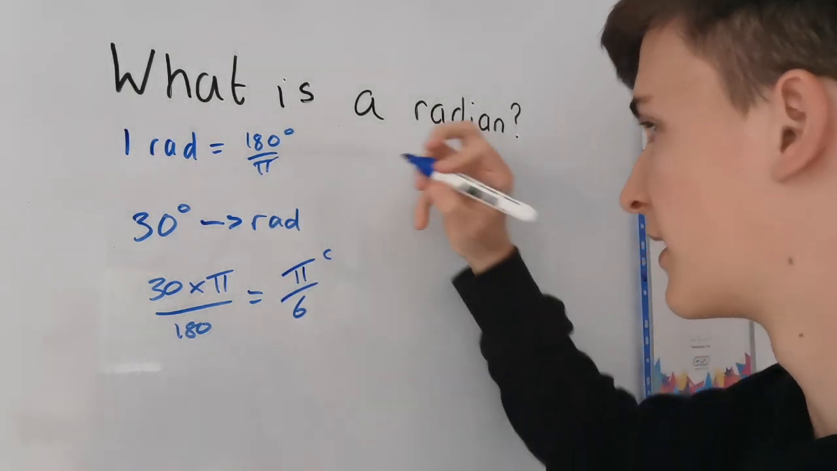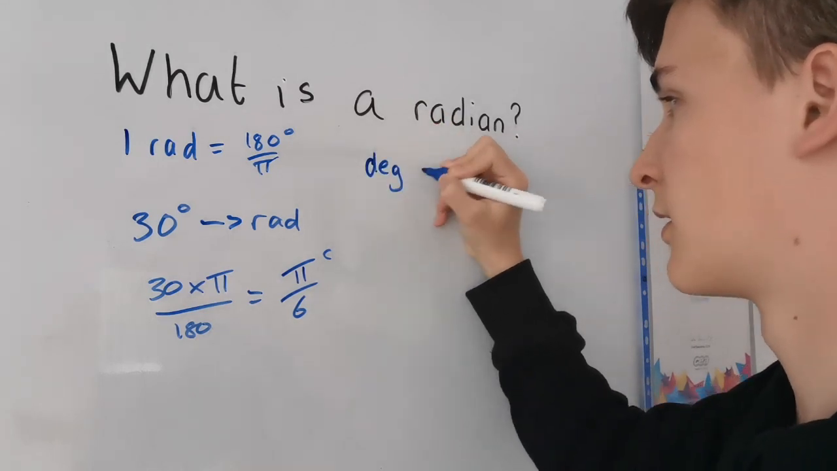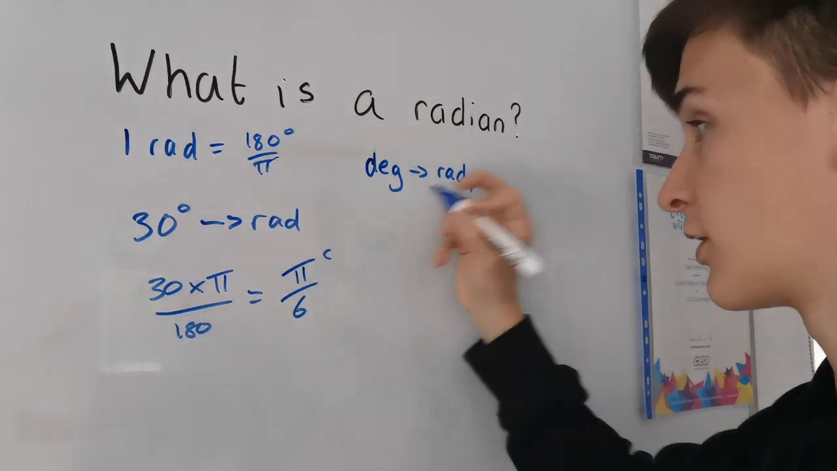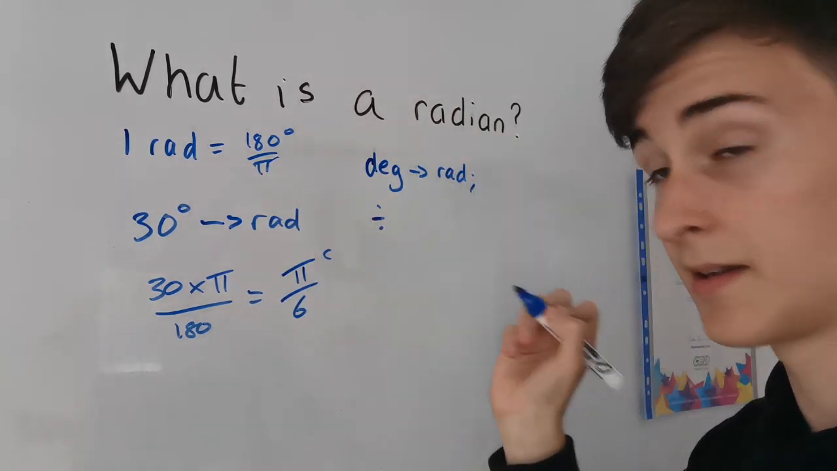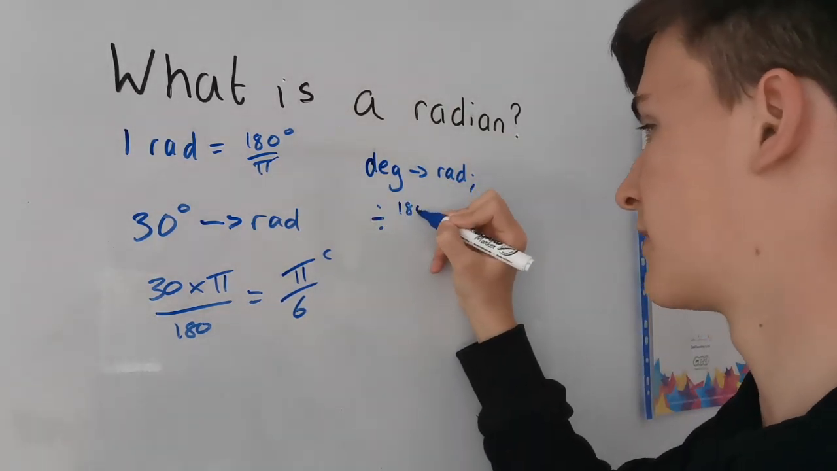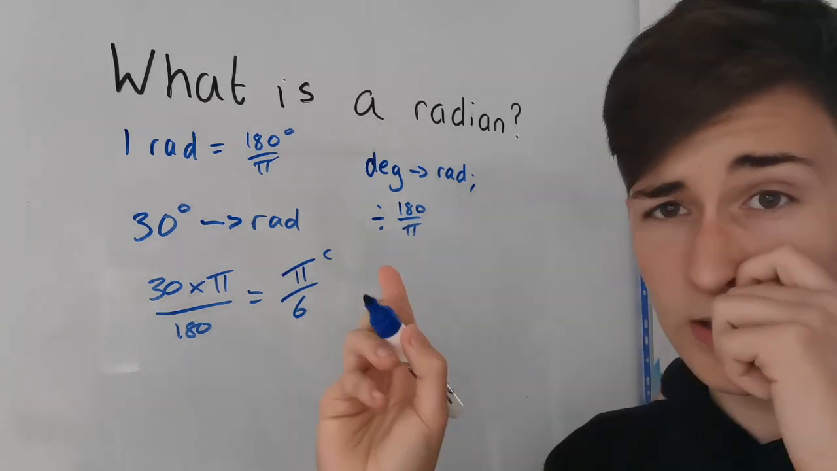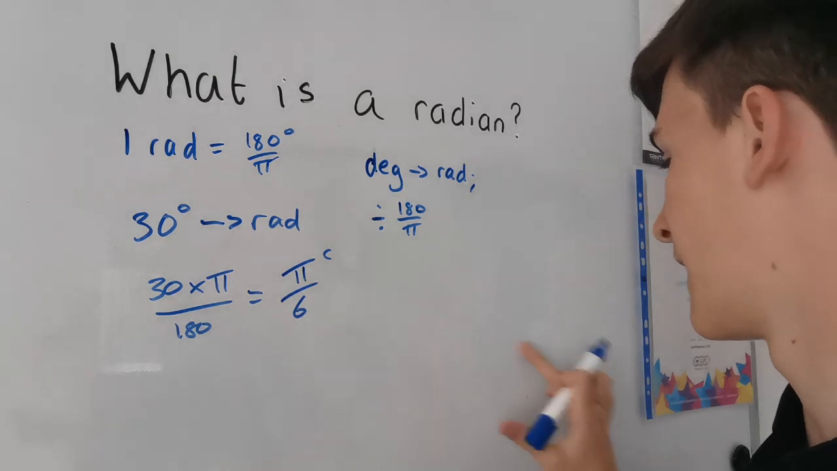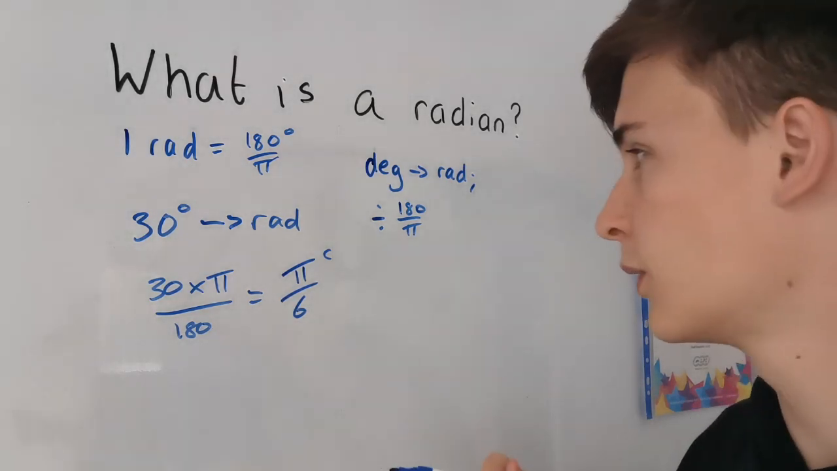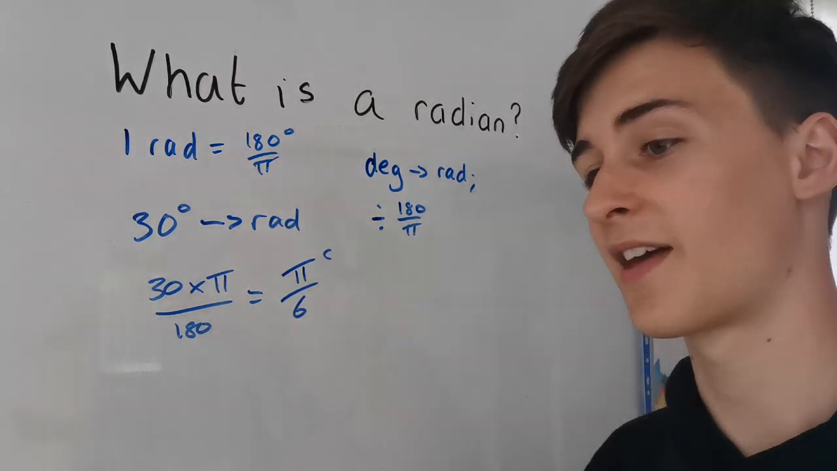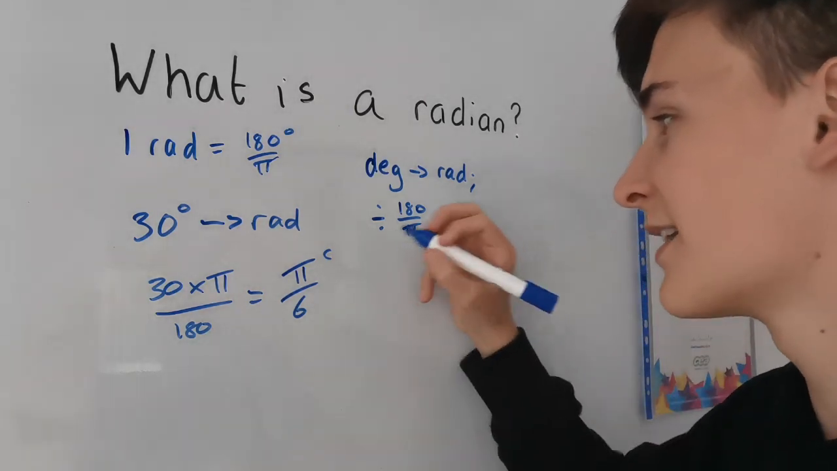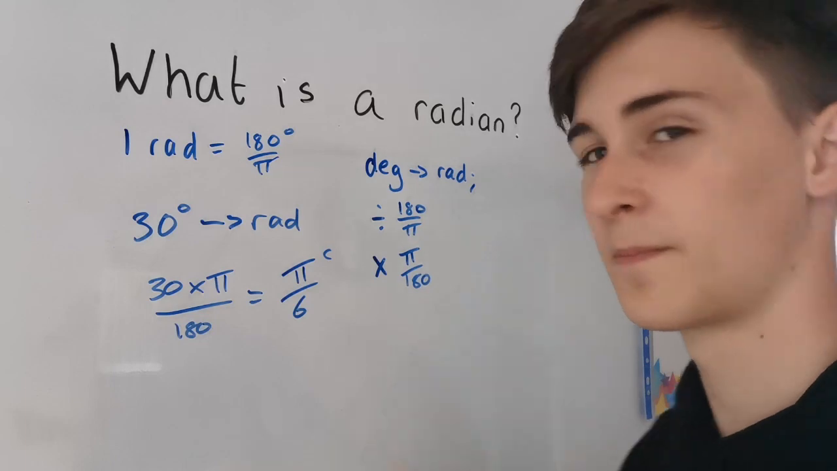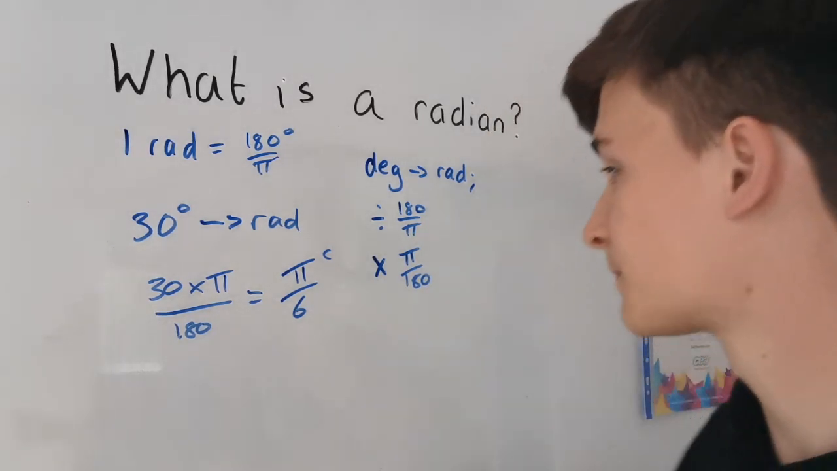So to get from degrees to radians, you're going to divide by 180 over pi. Or you can think of it, radians can also be called pi radians, so you're converting the thing that's not pi into something that is pi, so you're going to be multiplying it by pi over 180. Just another way of thinking of it.